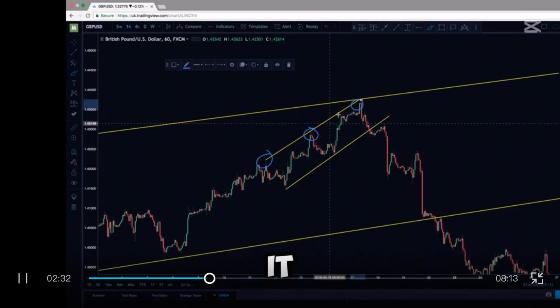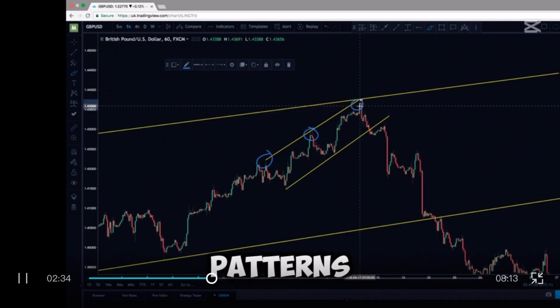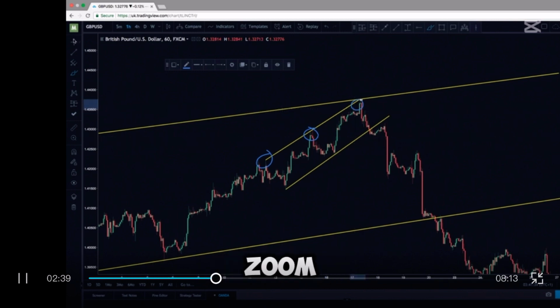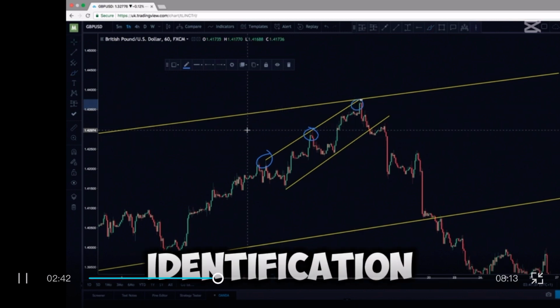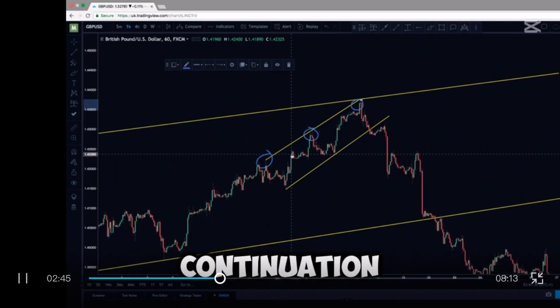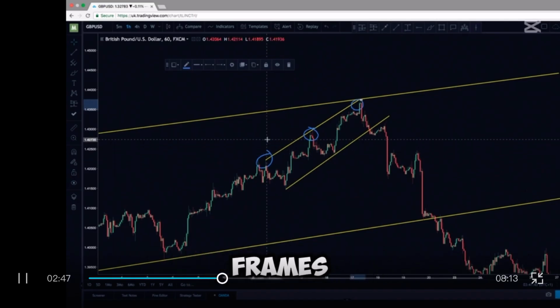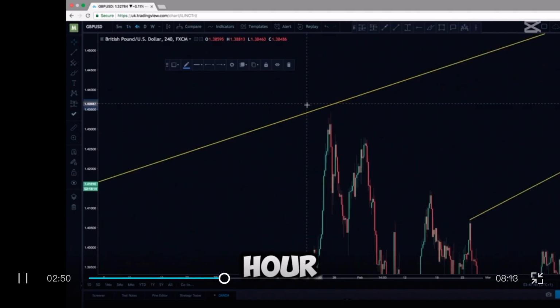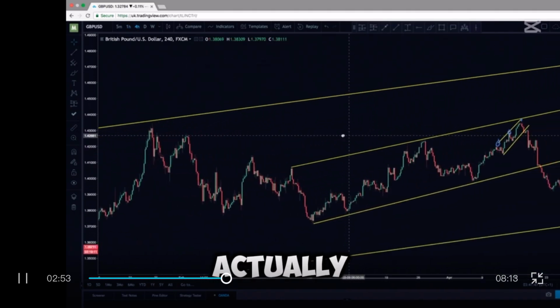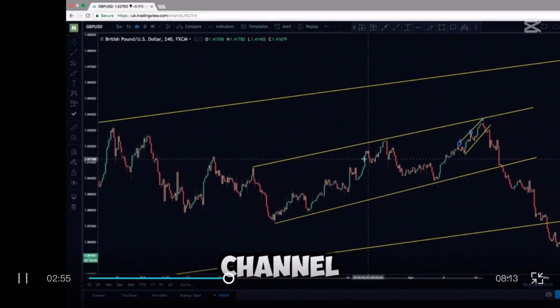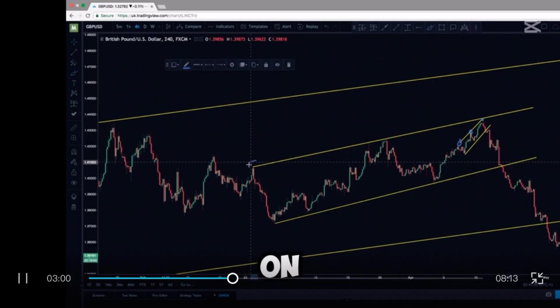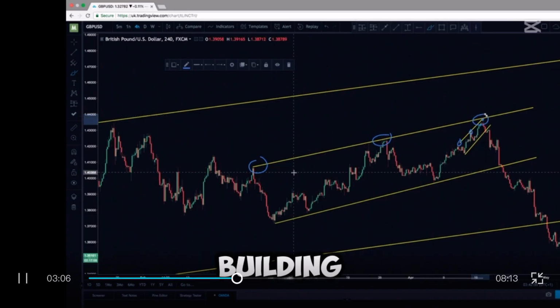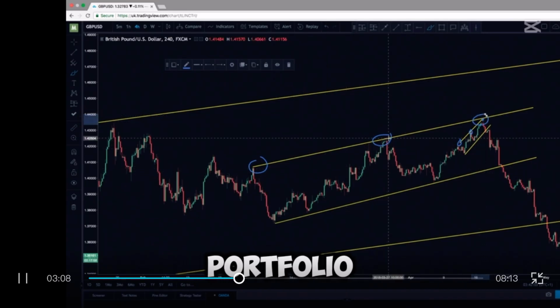When you combine what we previously learned with patterns within patterns and then multi-touch identification, it is an absolute game changer. If we zoom out, we can see that this multi-touch identification applies to both continuation and reversal, and also on all time frames. If we go out firstly to the 4 hour, let's take a look at that. We have this ascending channel and this bigger ascending channel here. On the 4 hour, we have 1, 2, 3. As you can see, we're just building a case of evidence for a portfolio of our trades.